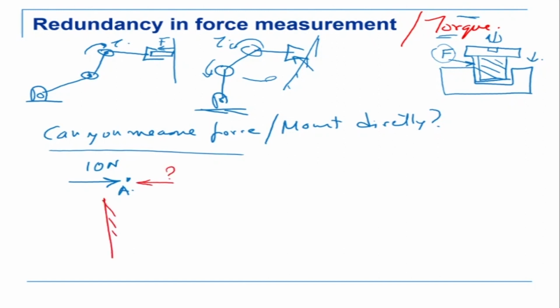Whereas if I have a wall like this and I say apply 10 newtons there, then you can apply 10 newtons there. Why? Because there is an opposite and equal reaction of 10 newtons. Now I can apply 10 newtons.